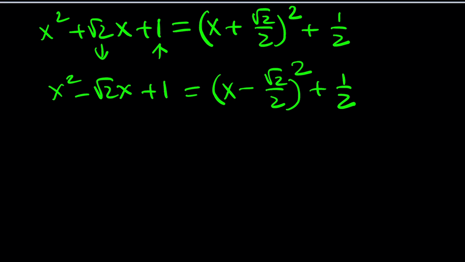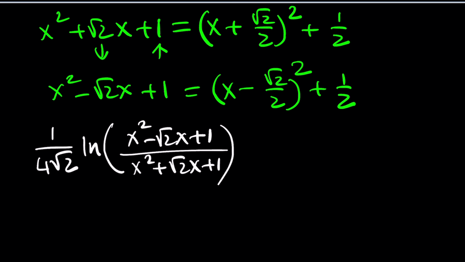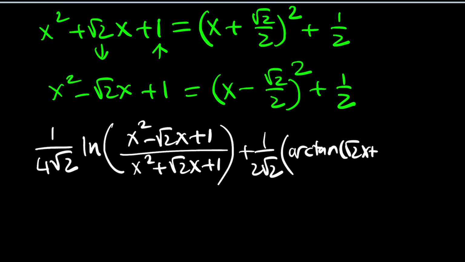We're going to get 1 over 4 root 2 as a constant at the end. We're going to have ln, and if you want to use the absolute value, that's fine, but I usually skip it. x squared minus root 2x plus 1 divided by x squared plus root 2x plus 1. That's going to be the first piece, and then the other piece is 1 over 2 root 2, and we're going to have some arctangent of root 2x plus 1.